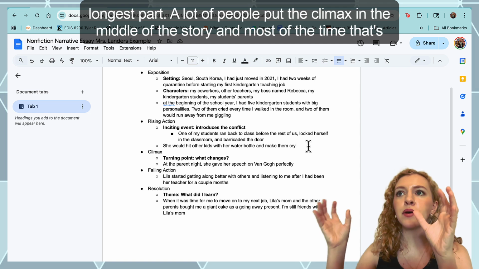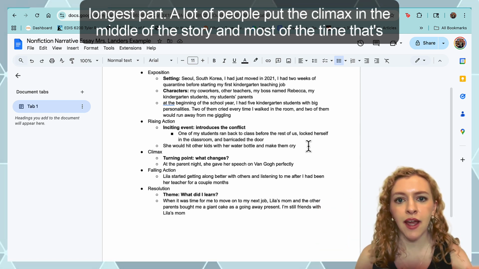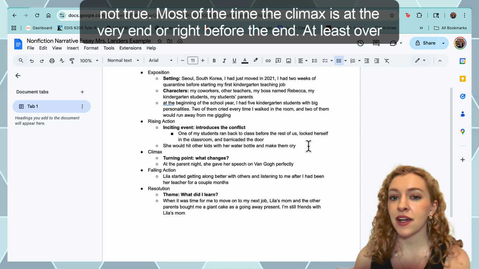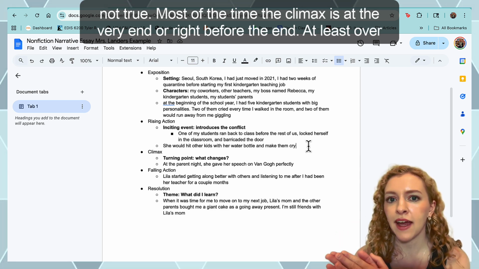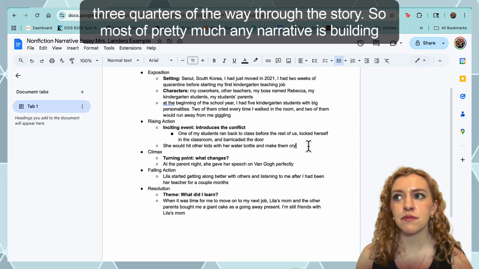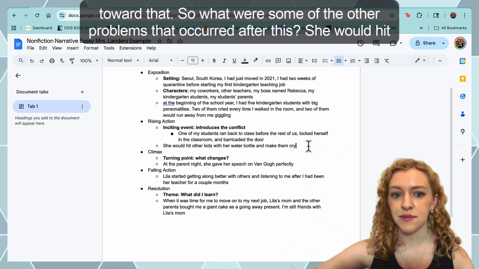A lot of people put the climax in the middle of the story, and most of the time that's not true. Most of the time the climax is at the very end or right before the end, at least over like 3/4 of the way through the story. So most of pretty much any narrative is building up to that.